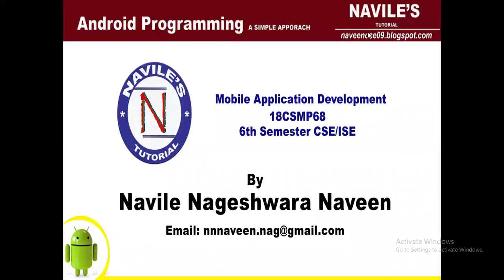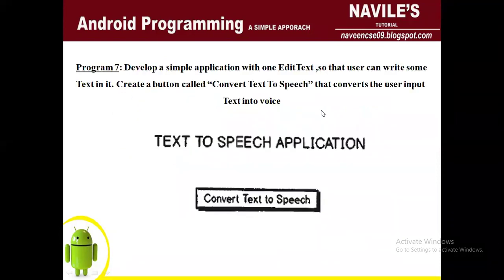Hello viewers, welcome to the session on mobile application development with the course code 18CSMP68 for 6th semester CSE or ISE students. In this session, we will see developing of text-to-speech activity, which is prescribed as the 7th program for 6th semester CSE or ISE students under VTU. The idea of the program is to develop a simple application with one edit text field so that the user can write some text in it. We create a button called convert text to speech that converts the user input into voice.